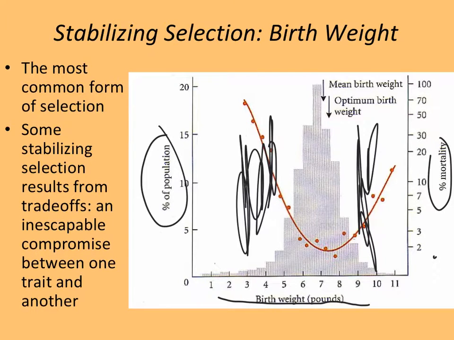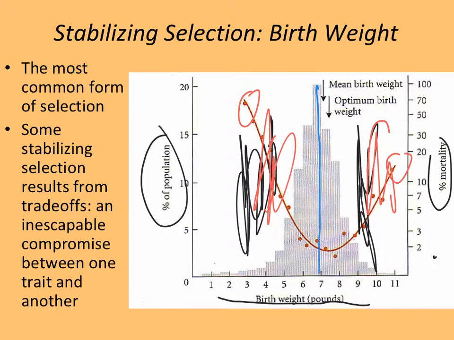So the red, there's high mortality at very small birth weights and very high mortality at very high birth weights. That means all these individuals over here, and there's selection favoring medium-sized birth weights, which is right here. Okay?